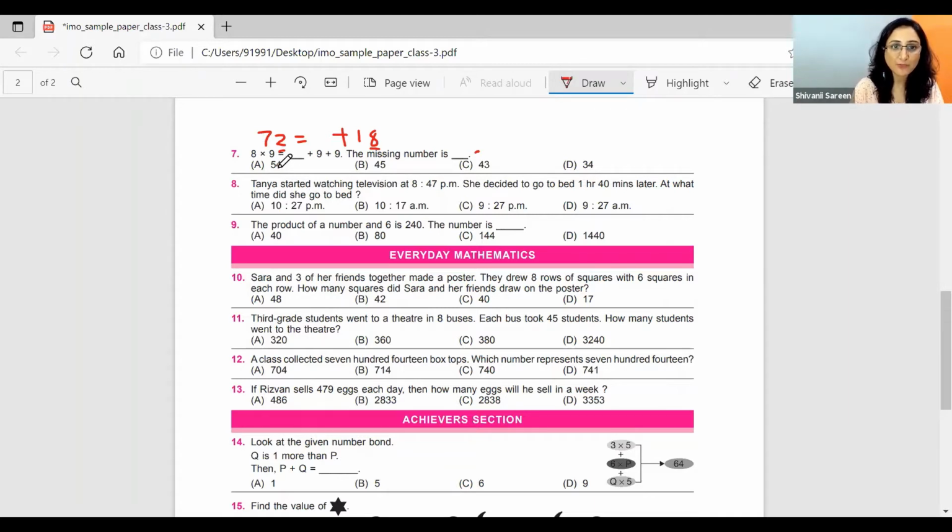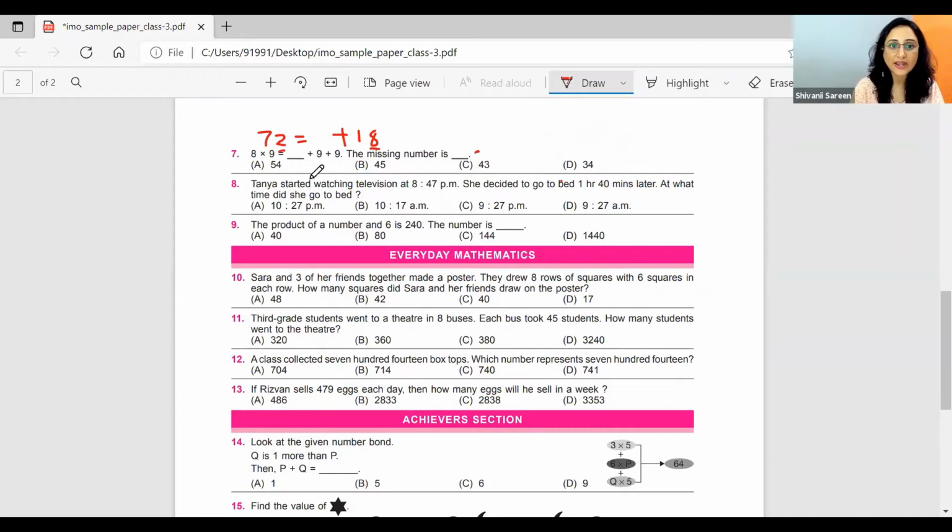Like for example, 4 plus 8 is 12. Yes, there is a possibility that this option can be correct. Now 5 plus 8, 13. No, this won't be possible. 3 plus 8, 11. This won't be possible. 4 plus 8, 12. Yes, this option is also possible.